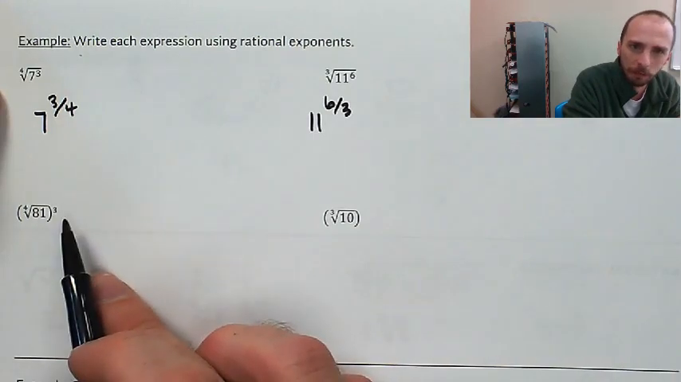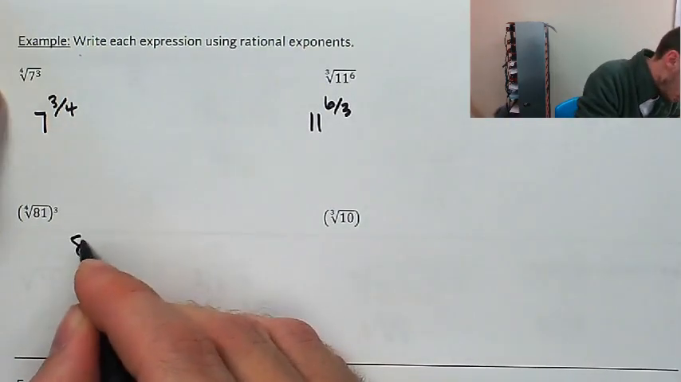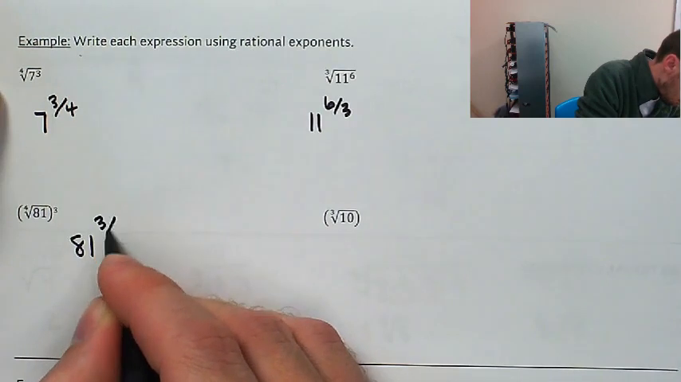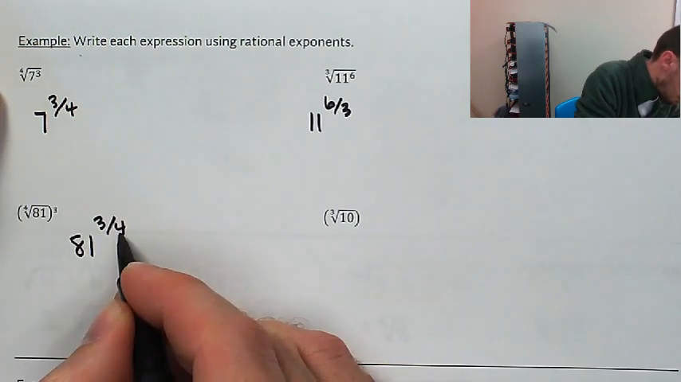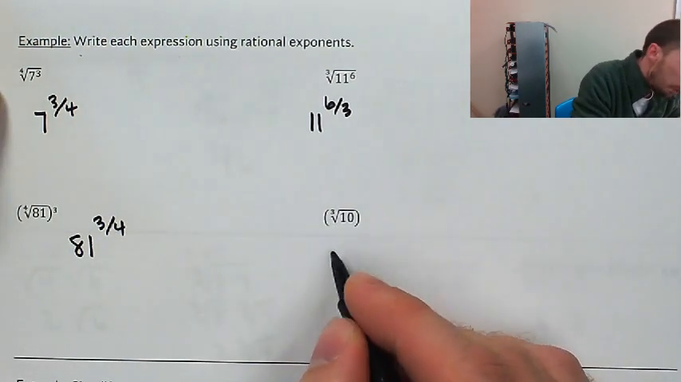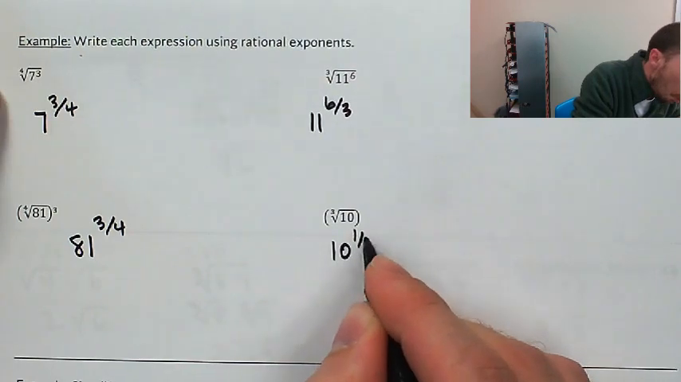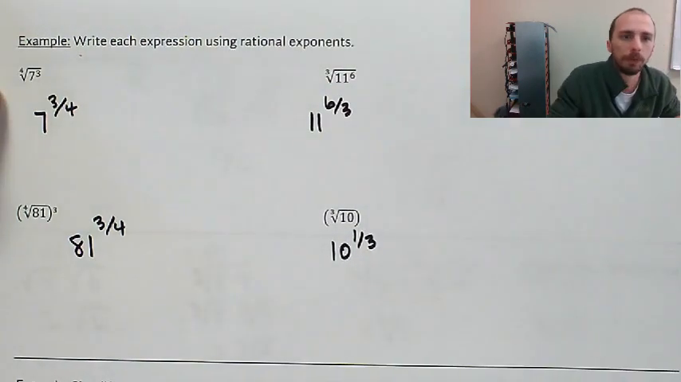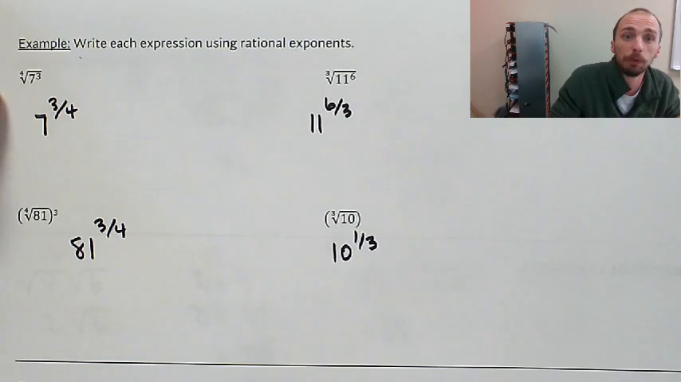I think we also just did this one. Okay, so I'm just going to call that 81 to the 3/4. Remember, the index of the radical becomes the denominator of the fraction. And then the cube root of 10, I'm going to call that 10 to the 1/3 power. Okay, make sure we're definitely able to do that.